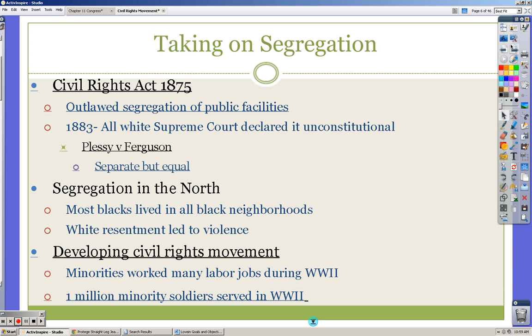And then we have a developing civil rights movement. During World War II, minorities worked many labor jobs during the war, and this helped to prove that African Americans and other minorities were capable of doing equal work as whites. And we had 1 million minority soldiers in the war, again proving that blacks and other ethnic minorities could stand together and fight and work with whites as well. So it's proving their case, that people had always said they weren't capable, and now they're proving that they are capable of being equal.